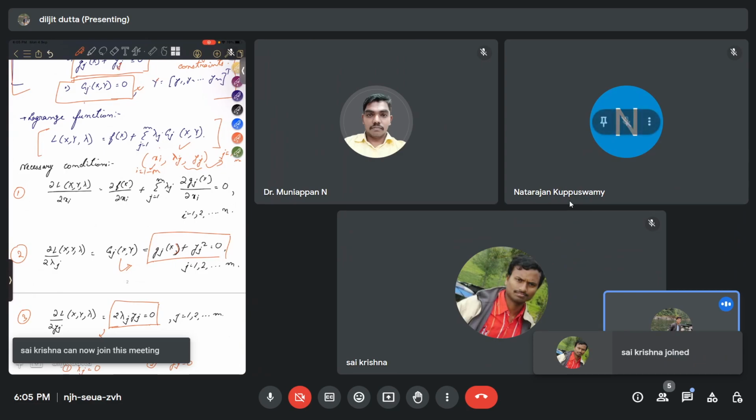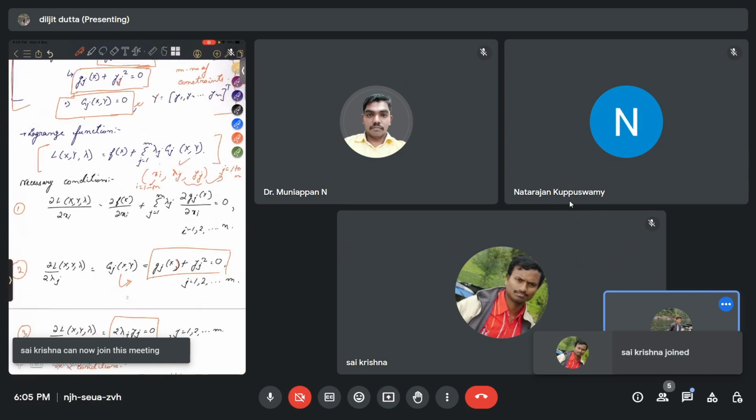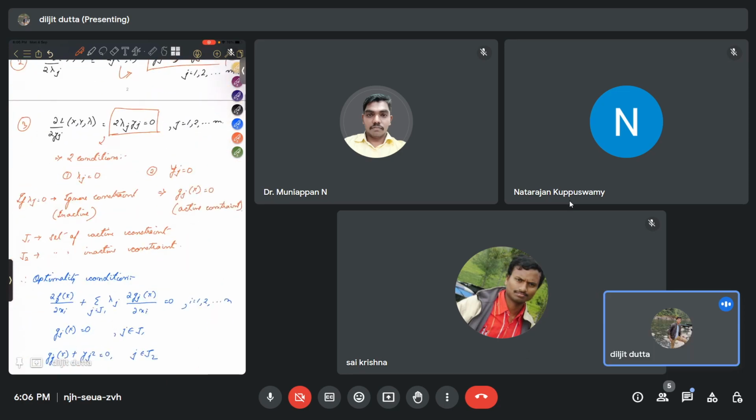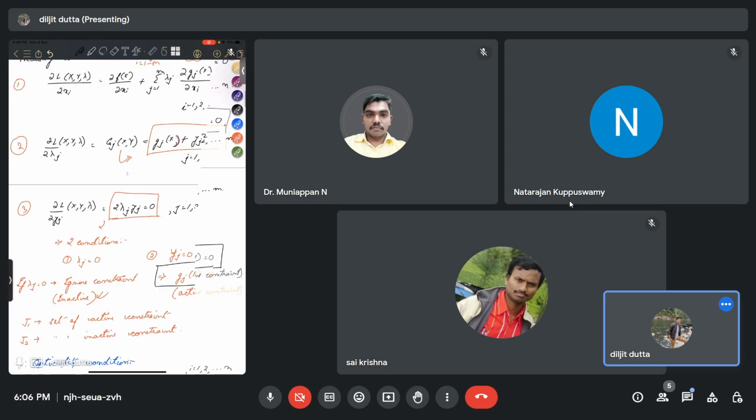If lambda j is equal to 0, that means that constraint doesn't have a significance. So in that case, we call that constraint an inactive constraint. And the second condition is yj is equal to 0. When yj is equal to 0, this will give us the function gj of x is equal to 0.